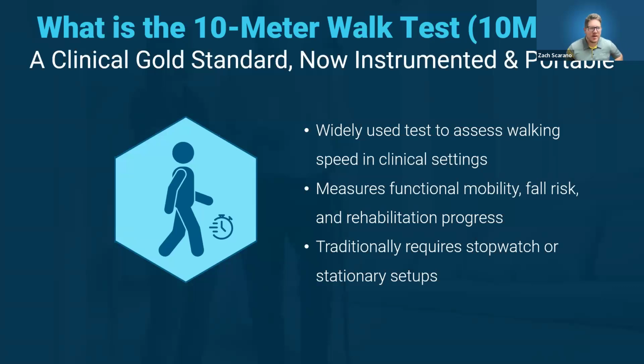So next we have the implementation of a timed walk test. We've actually implemented the 10-meter walk test as the default protocol. The 10-meter walk test is one of the most established mobility assessments in clinical practice. It measures walking speed over a defined 10-meter distance and is used to assess functional mobility, predict fall risk, and track rehab outcomes. Typically, it's conducted with a stopwatch in a hallway or a lab, but now MR brings this validated test into a sensor-based, objective format.